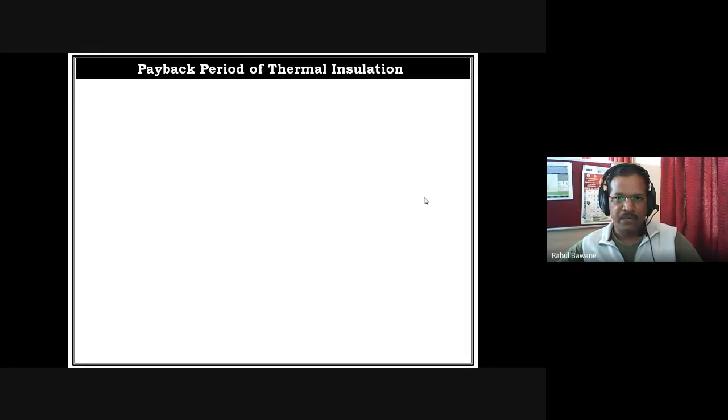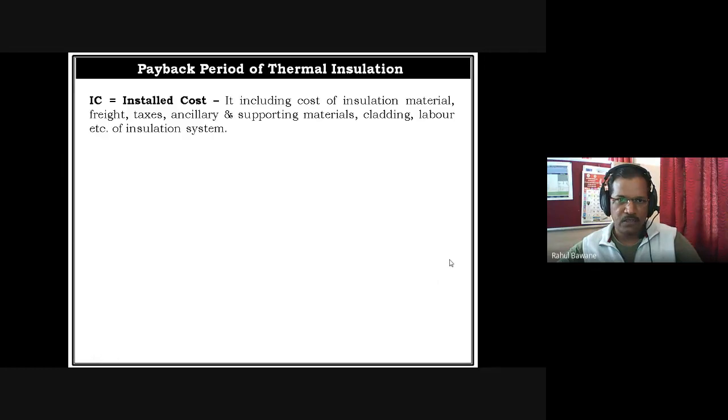So the payback period of a thermal insulation has some terminology. First is installation cost, and many times in mathematical expressions we use the short form for installation cost, that is IC.